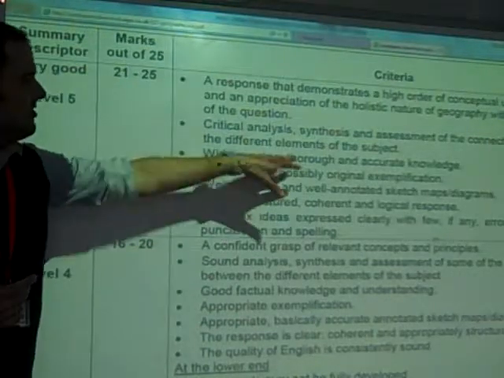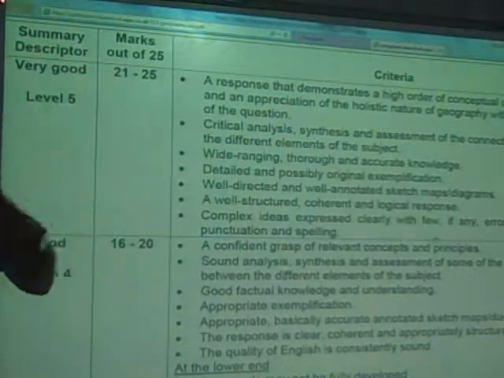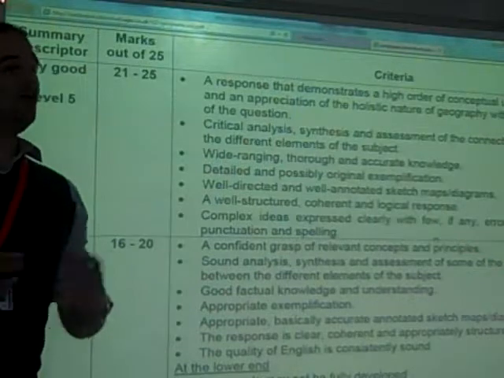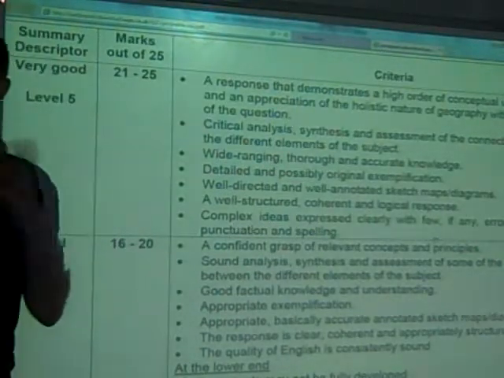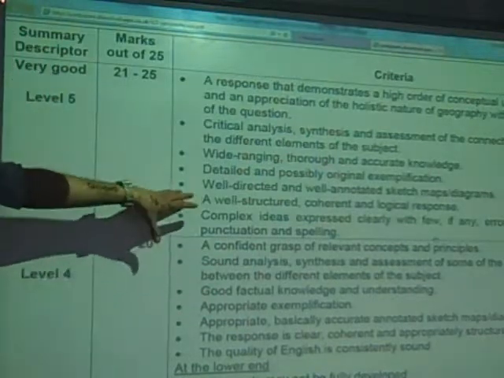Also, you've got wide-ranging, thorough and accurate knowledge. So your figures aren't generic. It's not so much percent. It's not just around. It's an exact figure. You're possibly also making a comparison.